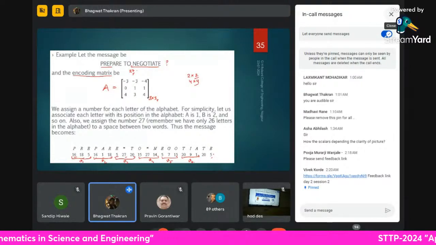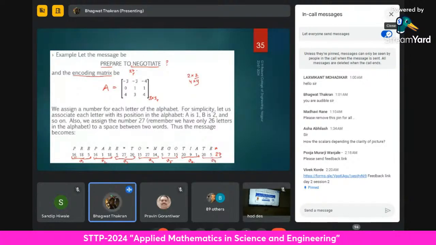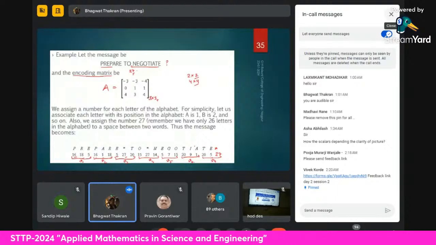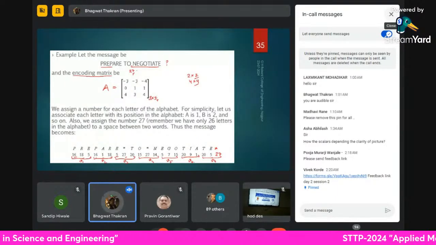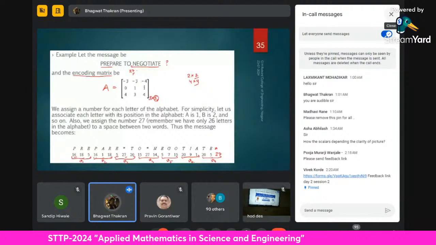So what I will do is I'll take a space, 27. And this will be my vector V7. Now, as we have seen, matrix multiplication is possible if and only if the columns of the matrix which we are going to operate on a vector should match with it.